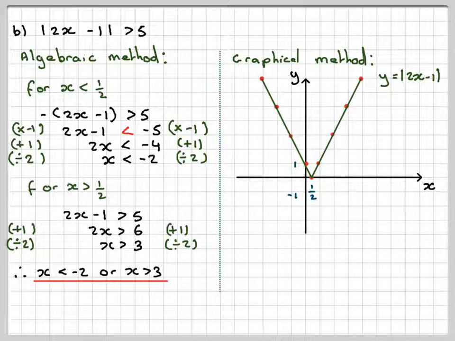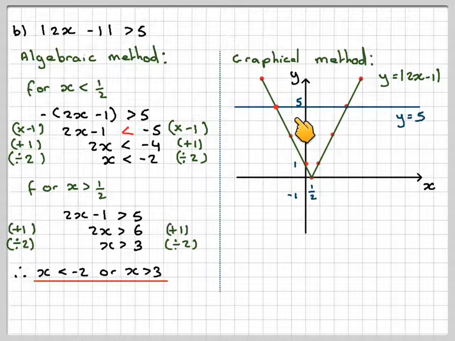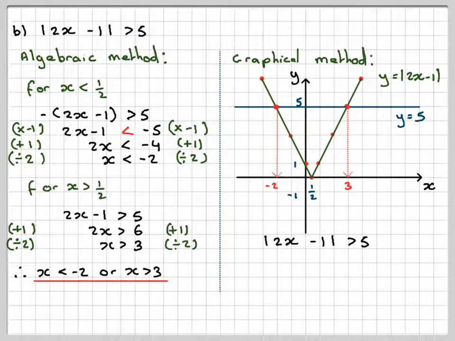Label your graph. We need to put on the graph of y is equal to 5, which is there. Okay, where does it intersect? Here at -2 and here at 3. So notice we're going to get the same sort of answers here. We wanted to know where 2x minus 1 is greater than 5, so it's greater here and here, so that's going to be less than -2, and open circle because it's not equal to, or greater than 5.